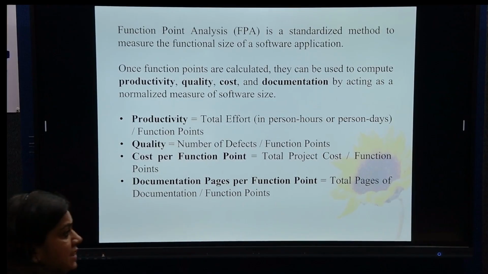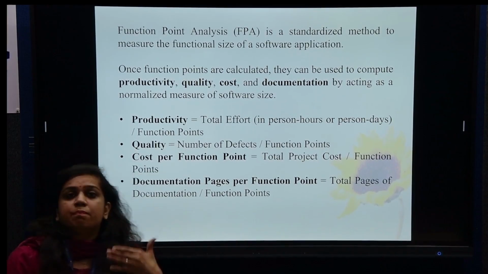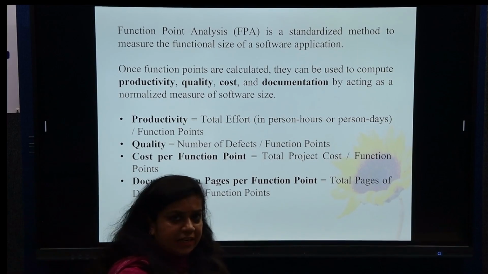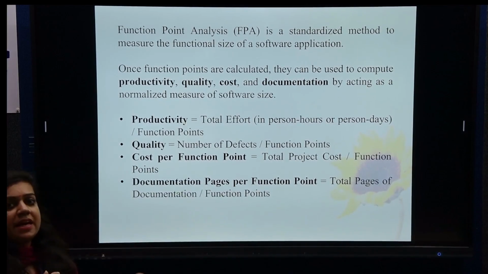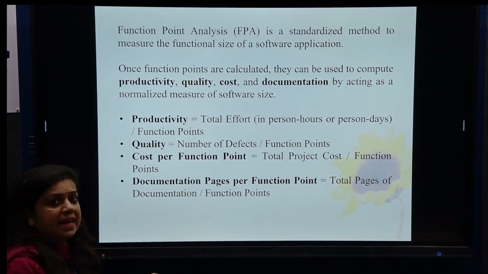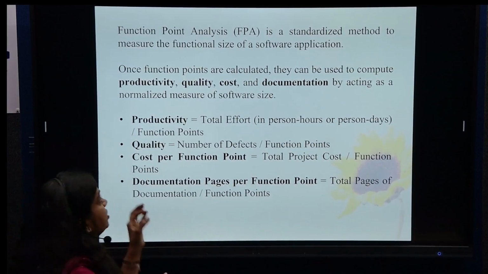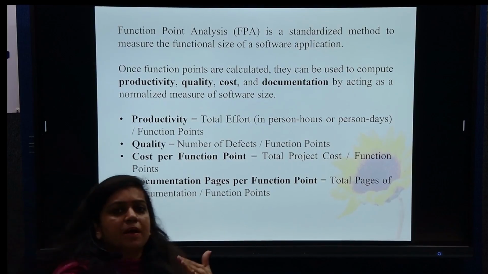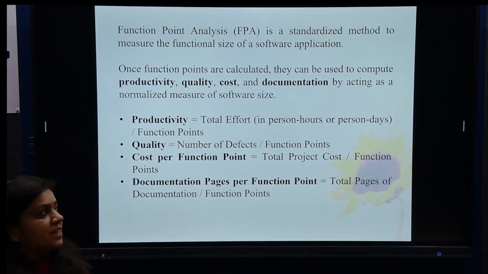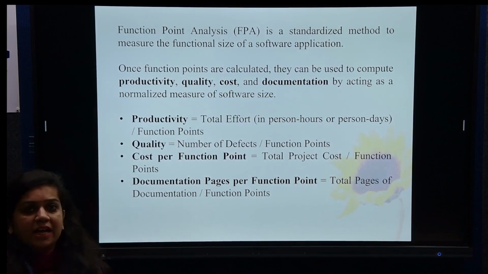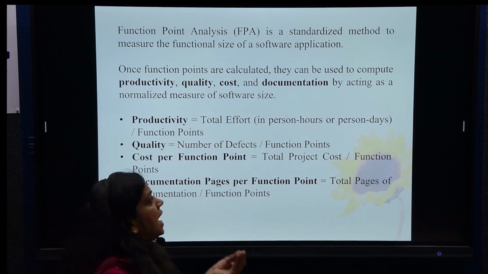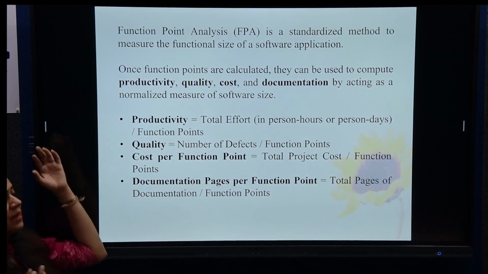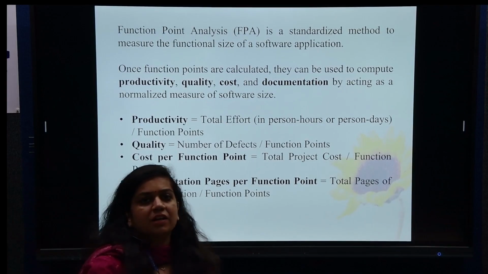Function point analysis is a standardized method. By standardized we mean organizations have created it and it is being used worldwide in many corporate organizations. Once the function points are calculated, we can compute other metrics from it as well, like productivity, quality, cost and documentation, by acting as a normalized measure of software size.